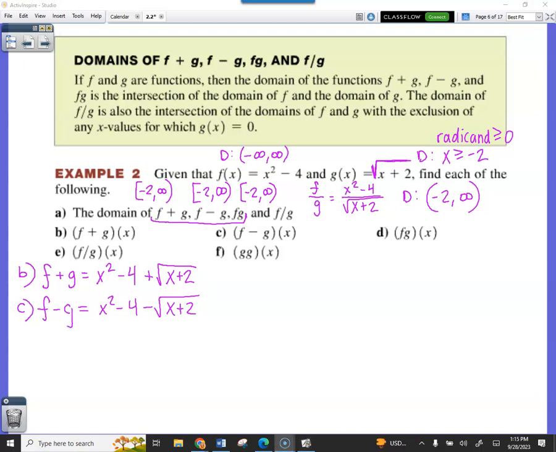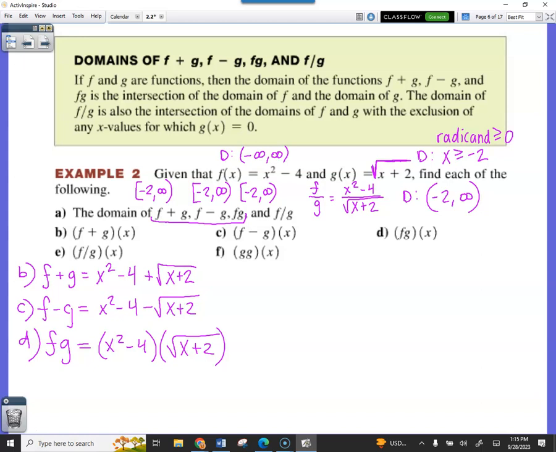Alright, F times G. So this is part B. We've got F times G. That would be the quantity x squared minus 4 times the quantity square root of x plus 2, and you already saw in the completed MyMathLab problem, that's as far as they want you to go. They don't want you to actually multiply it out.